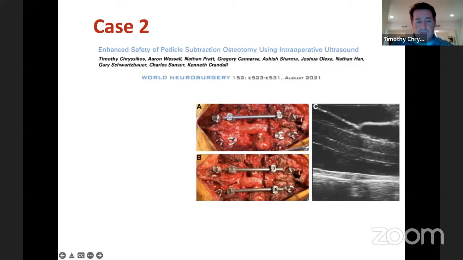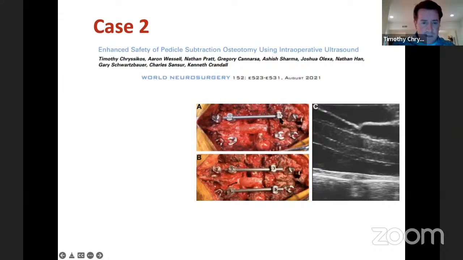SSEPs continued to be reliable, and what we were able to do was bring in the ultrasound and really interrogate the actual morphology of the cord, and everything looked fine. There was no ventral kinking. There was no dorsal kinking. Everything looked very good. So that gave us the confidence to proceed with the operation.